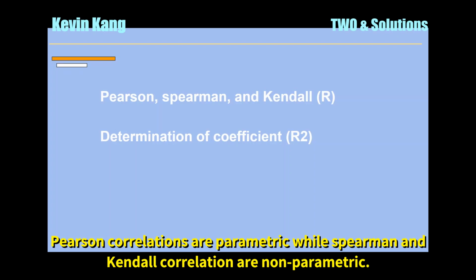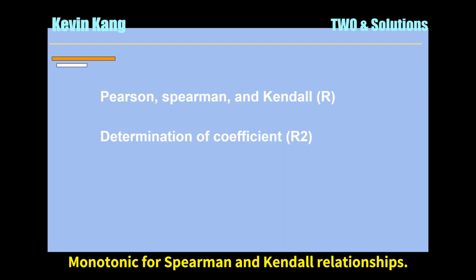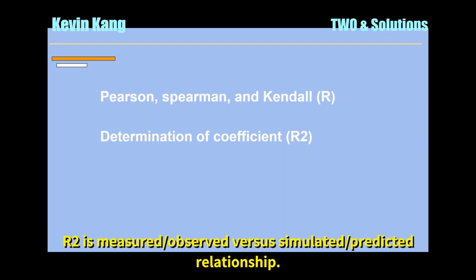Pearson is parametric, while Spearman and Kendall correlations are non-parametric. Pearson correlation requires a normal distribution and continuous data, measuring a linear relationship. For Spearman and Kendall, the relationship is monotonic. R-square is measured as the observed versus simulated or predicted relationship.